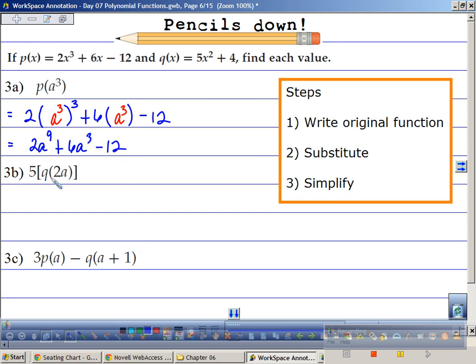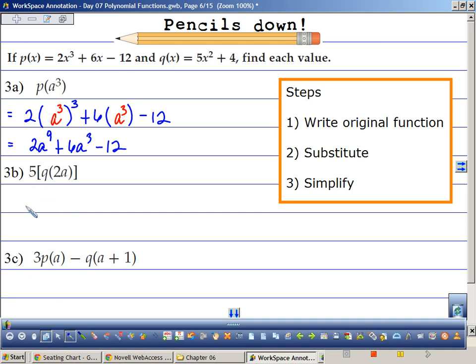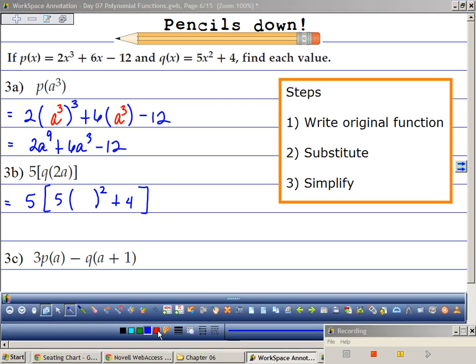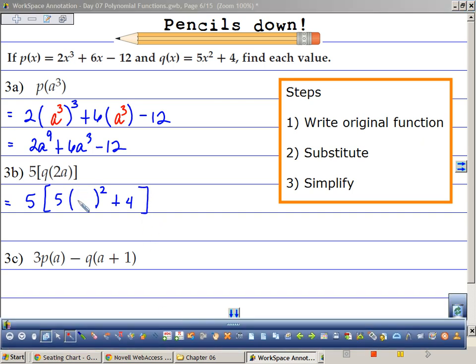There's that one. Here's another one. This one is saying 5 times the quarter machine. With the quarter machine, if we put in 2a. So I have 5 times the quarter machine. What's the quarter machine formula? 5 times the quantity squared plus 4. What's my quantity? 2a.